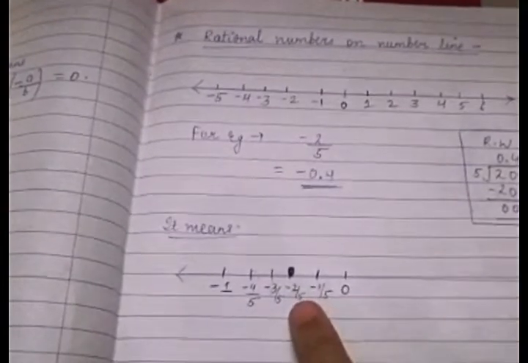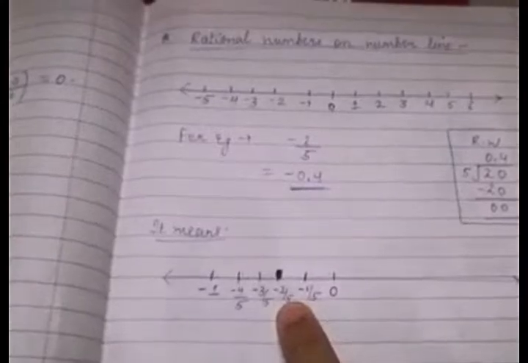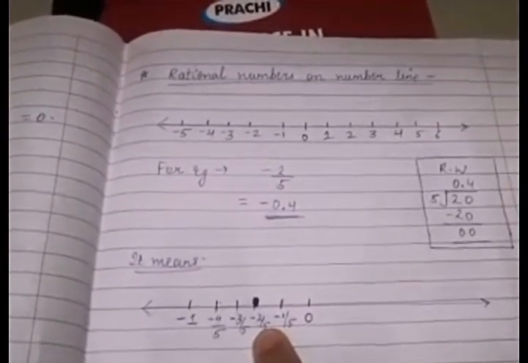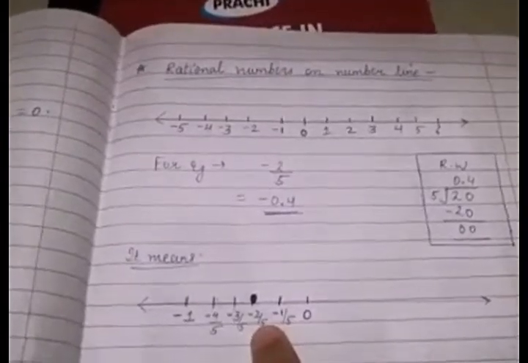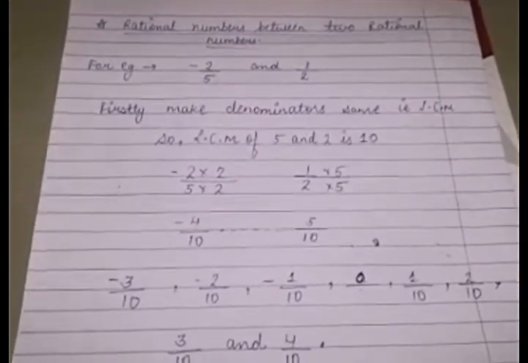It means that we will show minus 2 upon 5 on the rational number line in this way. I hope you got this. Please try at home with any example so that things get clear. Now the next topic of this chapter is rational numbers between two rational numbers. Now, how to find rational numbers between two rational numbers?